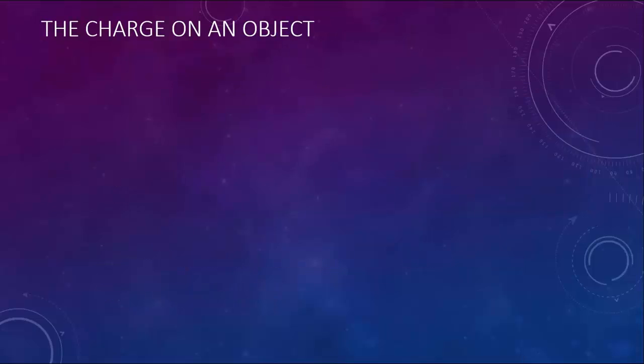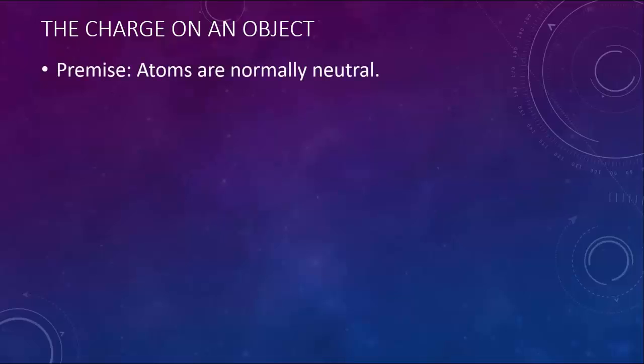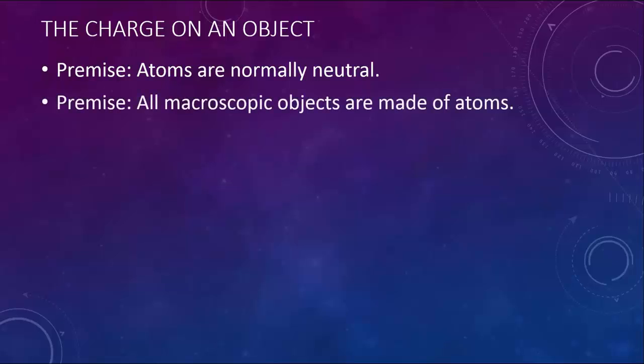The next thing we should discuss is the charge on an object. We're going to start this with a couple of basic facts. First of all, atoms are normally neutral. That is, they have the same number of protons and electrons. Another really basic fact is that all macroscopic objects are made of atoms. Macroscopic is the opposite of microscopic. Microscopic objects are things that you cannot see with the naked eye. Macroscopic objects are things you can see with the naked eye, so look around. Anything you can see is macroscopic, and all of those things are made of atoms.